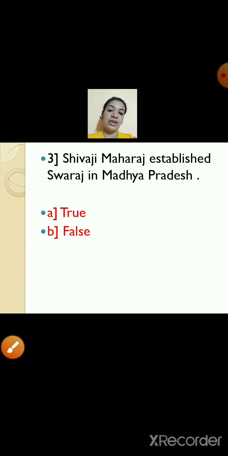And the third one, Shivaji Maharaj established Swaraj in Madhya Pradesh. True or false? Very good. And the statement is false.